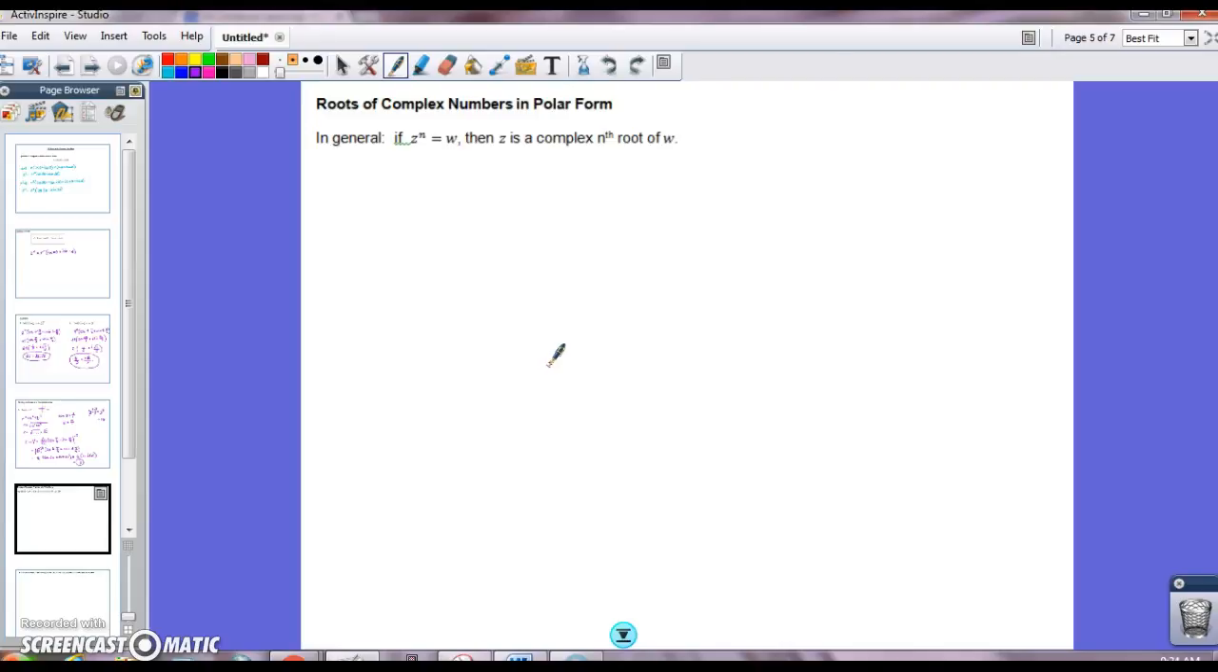Okay, so we're going to talk about roots of complex numbers. And we're actually going to work a little bit in reverse at this point, because now we're going to be finding the roots instead of finding the power. Okay, but let's talk in general terms first.